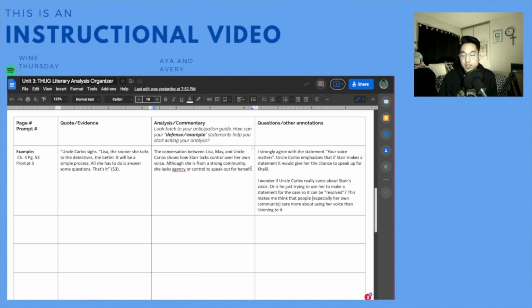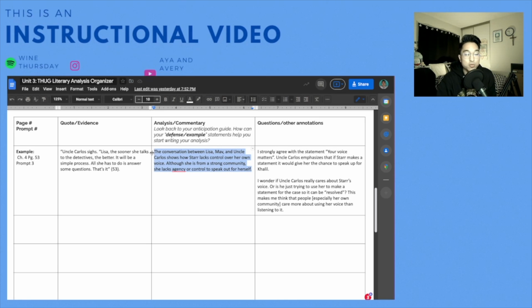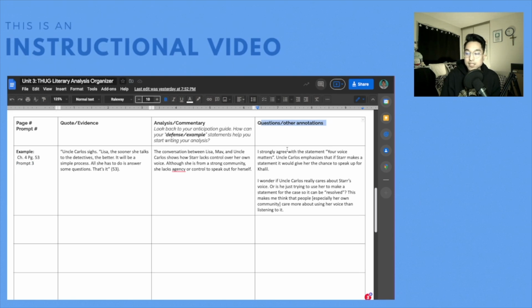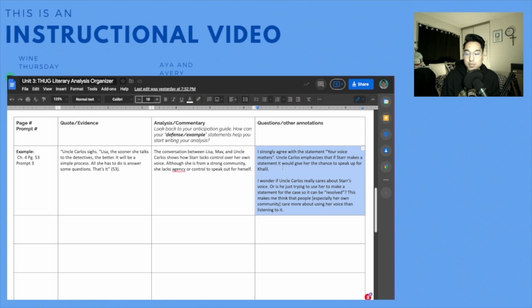So as we've been practicing, ideally, you'll want 2 sentences of analysis explaining why you chose this passage to represent prompt number 3. Then for this other column over here, questions and other annotations. This is an optional column. So as you can see, I wrote a little bit more here. It doesn't necessarily mean that this is my analysis.